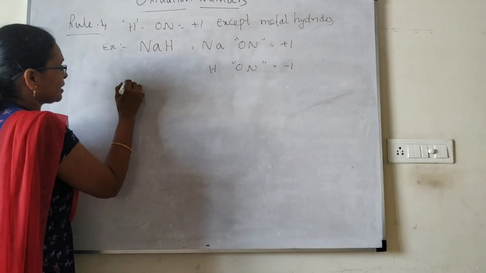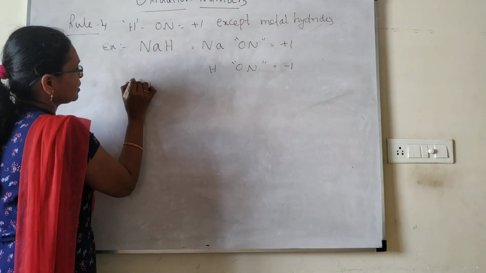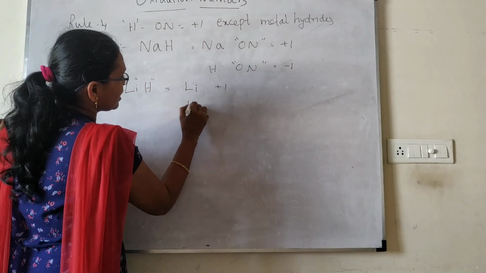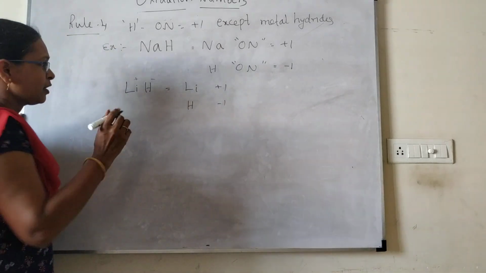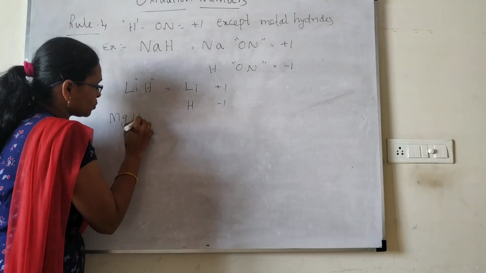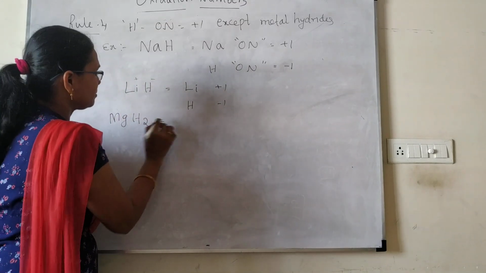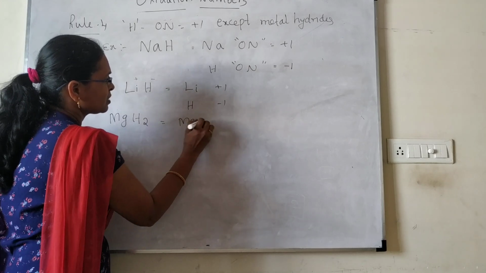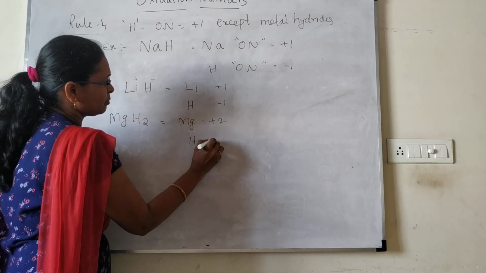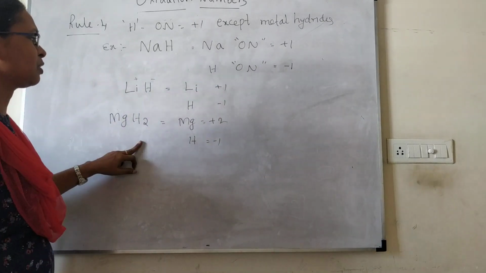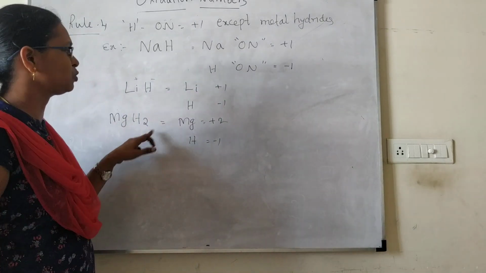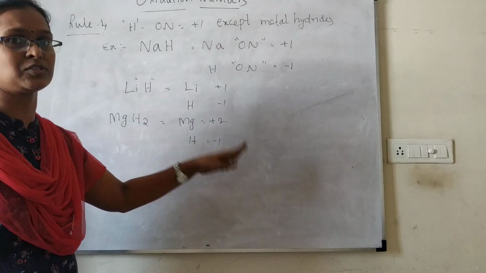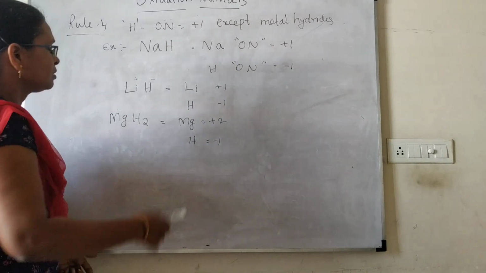You take lithium hydride. Lithium hydride, again the same plus and minus. So here lithium +1 oxidation number, hydrogen -1 oxidation number. You take magnesium hydride, MgH2. So magnesium belongs to 2A group. Just now we discussed, right? +2 oxidation number. So magnesium oxidation number +2. Hydrogen will be -1. Two atoms are there. So 2 into -1, we can say -2 will come. Then the sum of all oxidation numbers in a compound is equal to 0 also applies here. Okay, so the same thing.